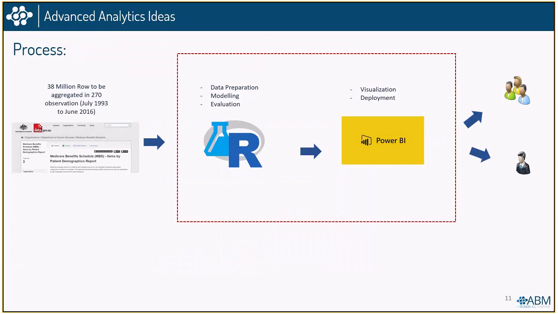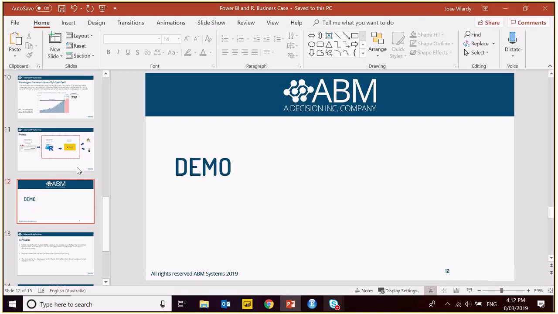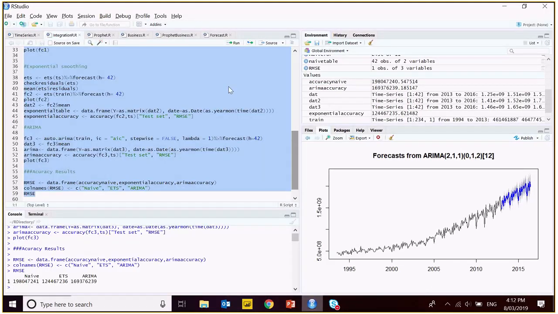The process that we're going to use here is we are going to take the 38 million rows and aggregate them into 270 observations using R and Power BI, and after that we do the deployment. Demo. Okay, let's start. In R it looks like this, and here I have the algorithms ready.